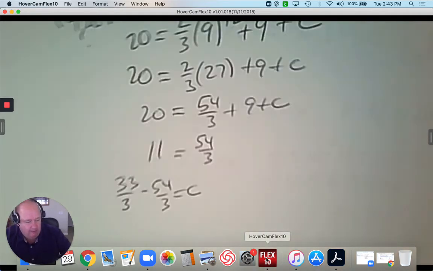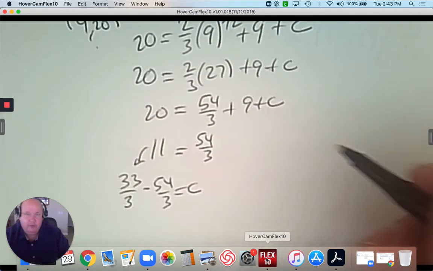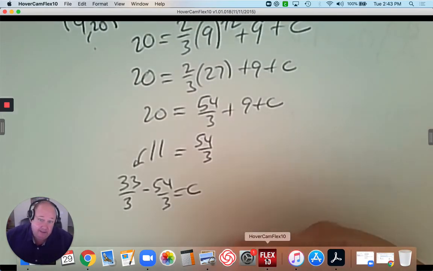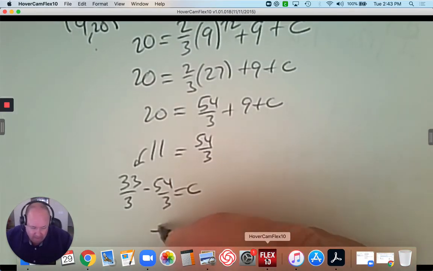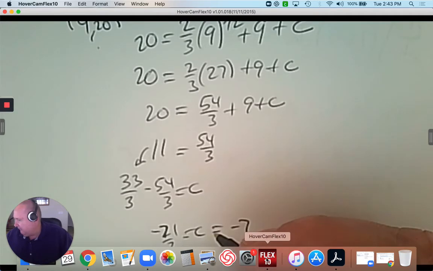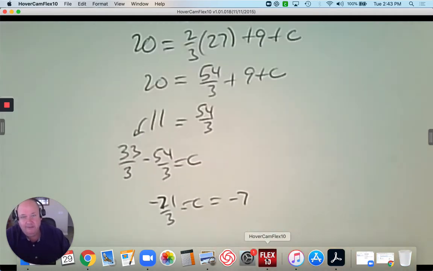So I get common denominators. 11 is 33 over 3. Common denominator, subtract. That's negative 21 over 3, which is negative 7. Is that right? So I got C to equal negative 7 after all of that pain. And it is. Now put it all together.